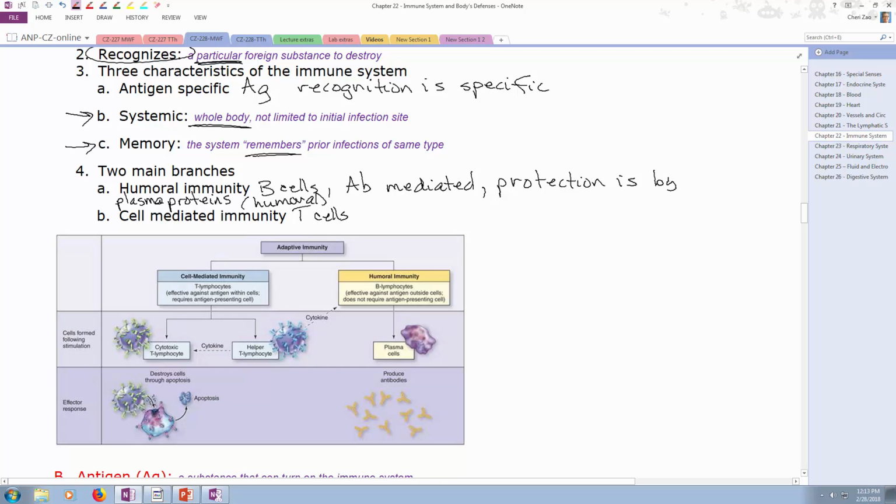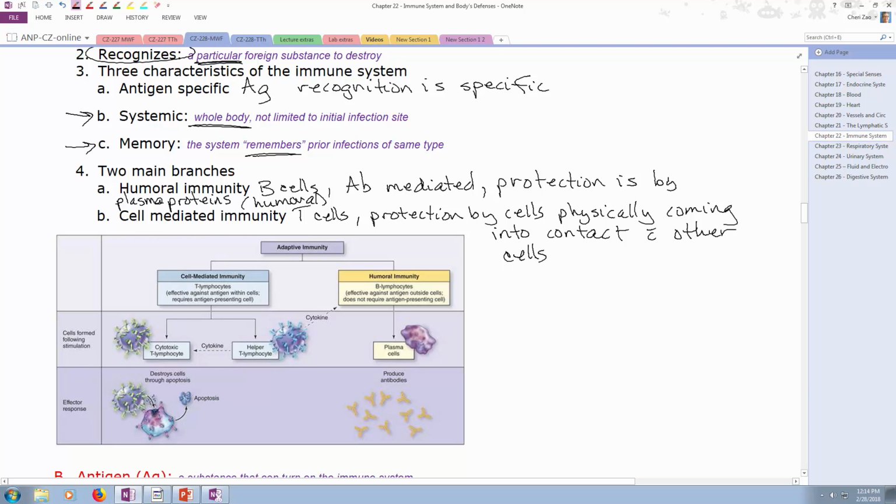Cell-mediated immunity, protection is by cells. And what this means is that these cells are actually going to physically interact with other cells. So physically coming into contact with other cells.